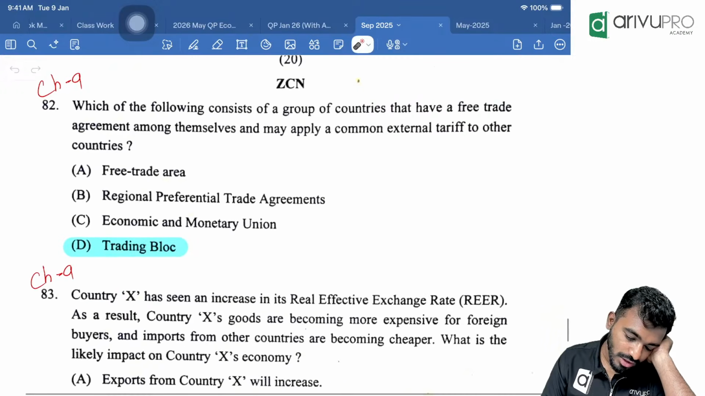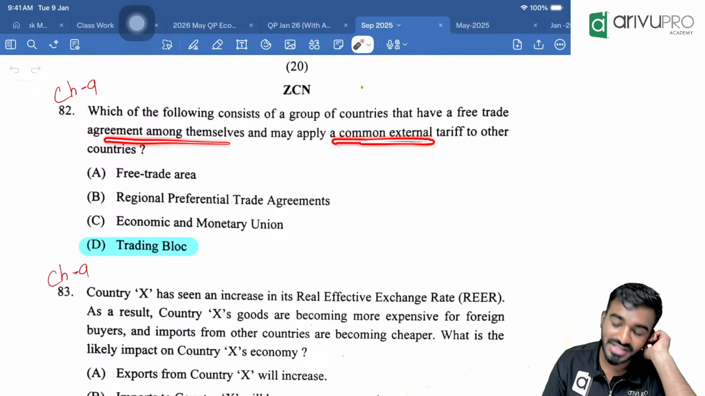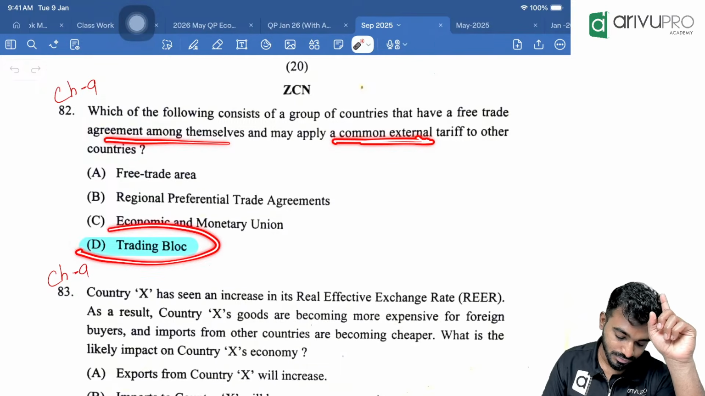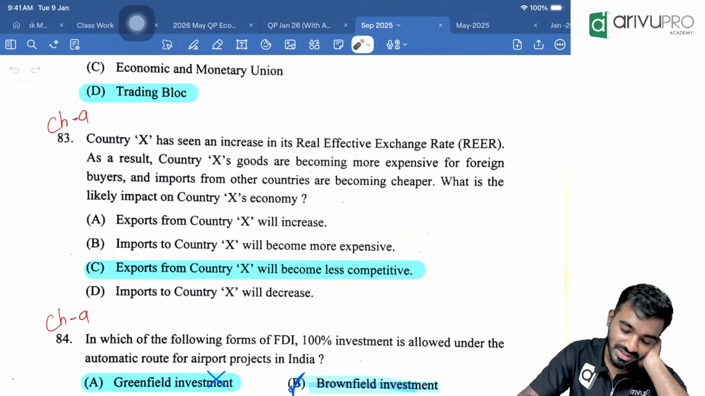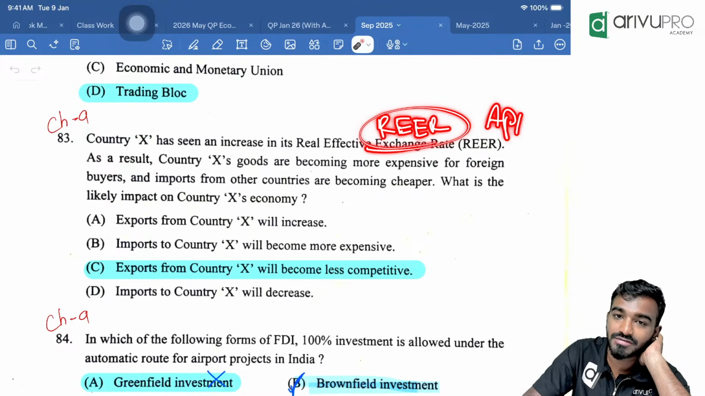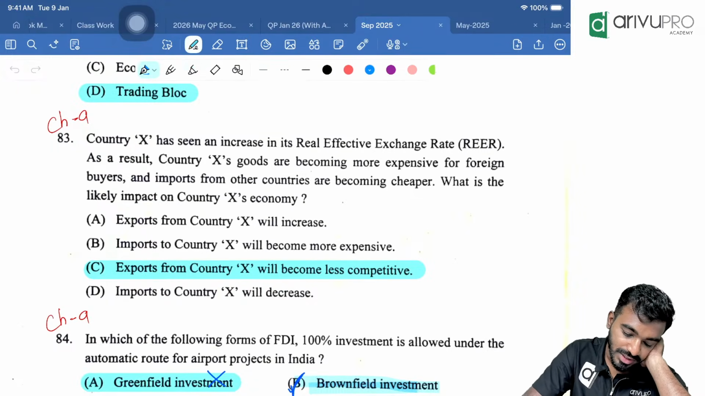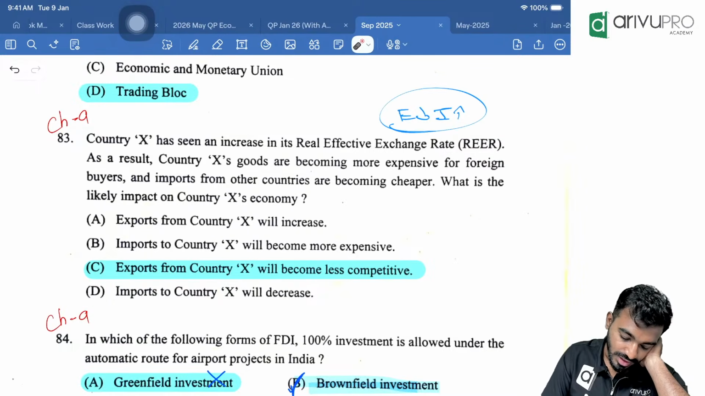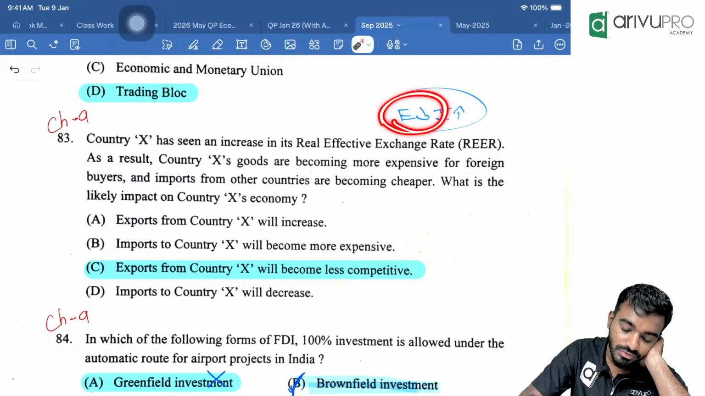Which of the following is the group of countries that have free trade among themselves and a common external tariff? The very first one, trading block. Now, country X has an increase in real effective exchange rate. REER increase means appreciation of the country's currency. When the appreciation happens, automatically exports will decrease and imports will increase. See, exports of country X will become less competitive, so exports will decrease.